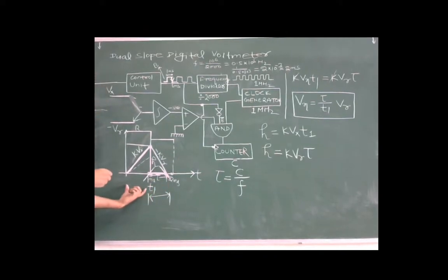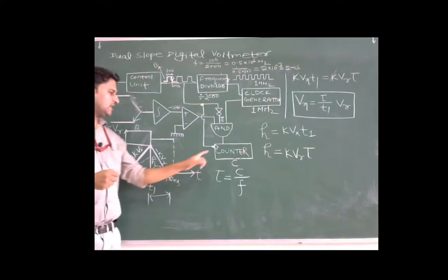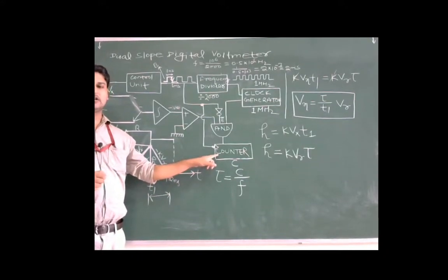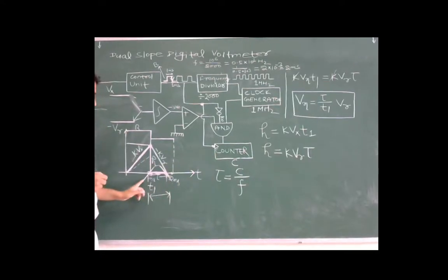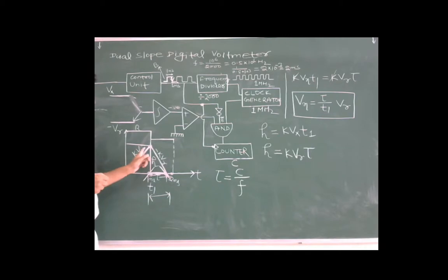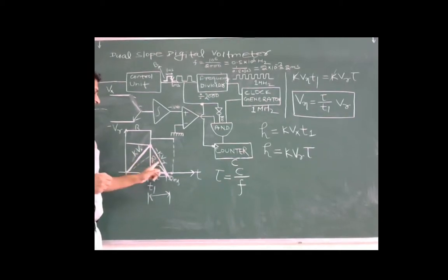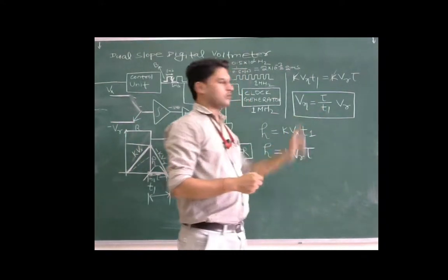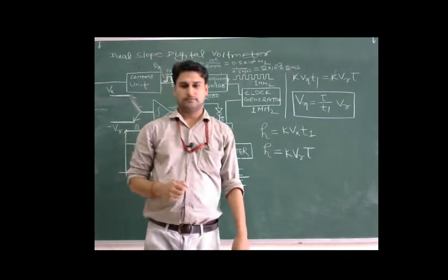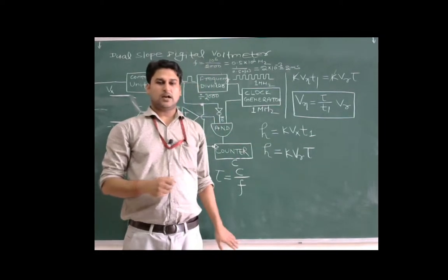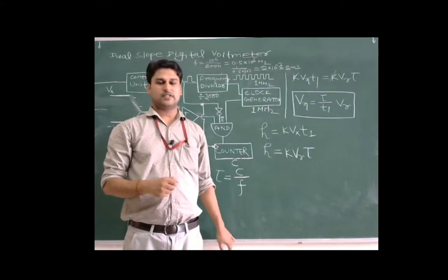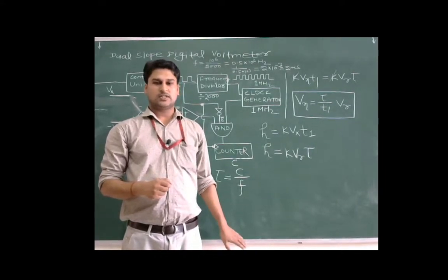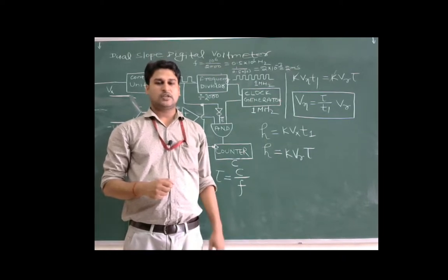This time is known to me because the frequency of this clock is known to me, and this time will be calculated by using the reading of the counter. These two times are known. The rate of increase and rate of falling of this signal are known. So by using this relation, we can find out the value of this unknown voltage. So this is the complete block diagram of the dual slope digital voltmeter, and also this is the complete working of the dual slope digital voltmeter.